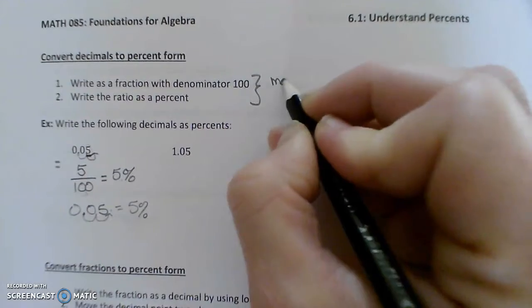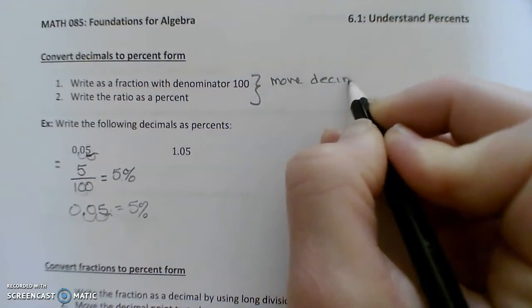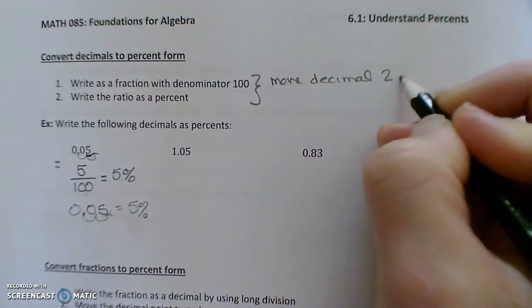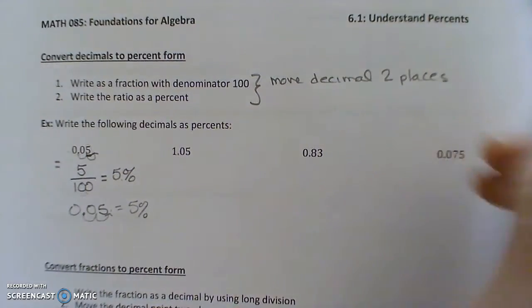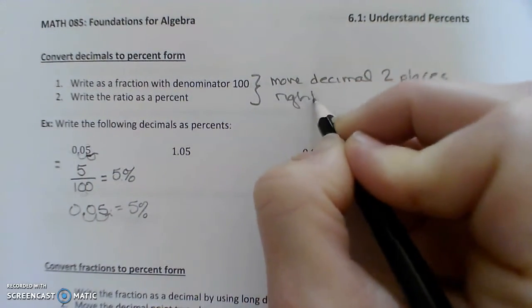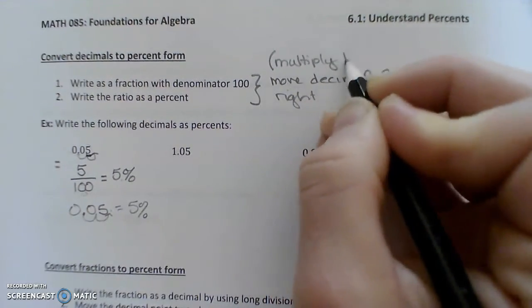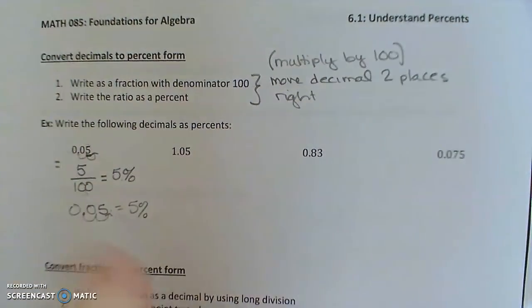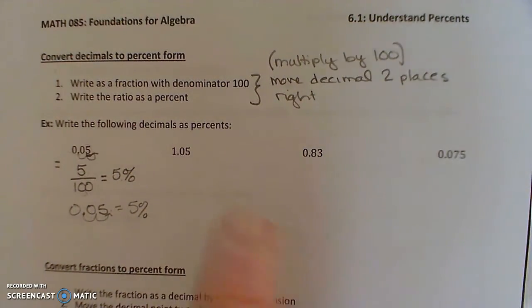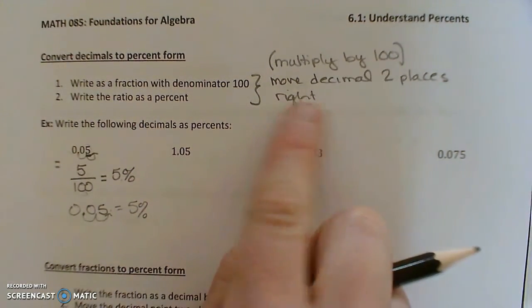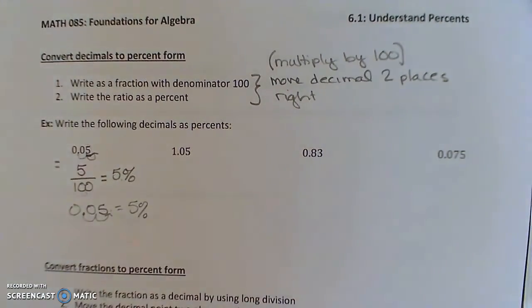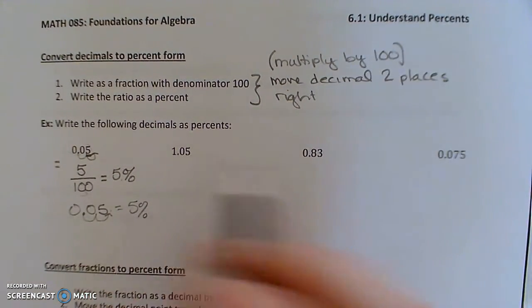Okay, so that's our shortcut. You would move the decimal 2 places to the right. And this is like multiply by 100. So again, from percents to decimals, you divide by 100 or move that decimal point 2 places to the left. To go from decimal to percent, you do the opposite. Multiply by 100 or move the decimal point 2 places to the right. All right, so let's just do that shortcut with the rest of these problems.